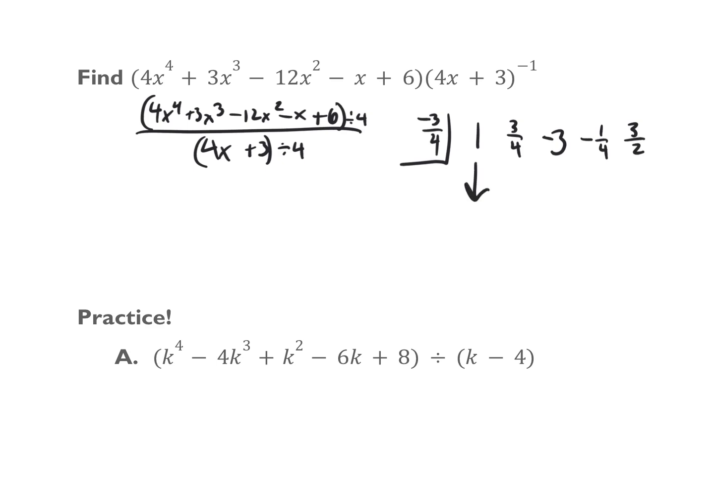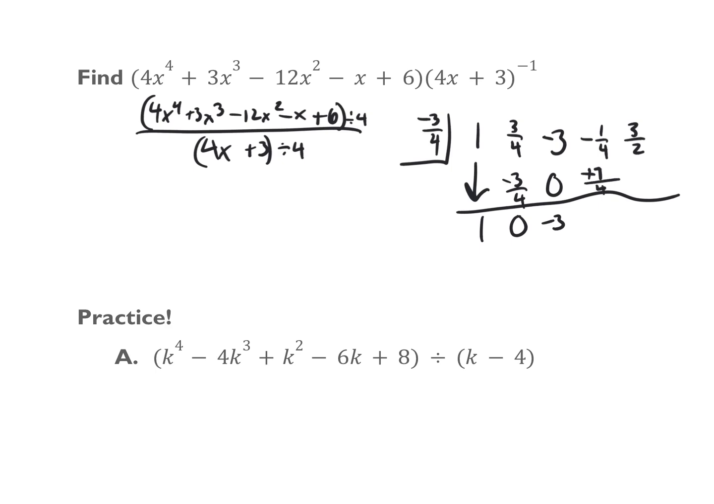So, just like we were doing, we'll bring our 1 down, our leading coefficient down, and then we multiply it by -3/4. Well, 3/4 minus 3/4 is 0. -3/4 times 0 is 0. Then that brings down a -3. -3 times -3/4 is -9/4, or positive 9/4, because negative times a negative.